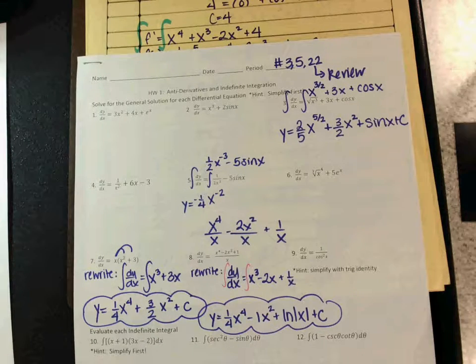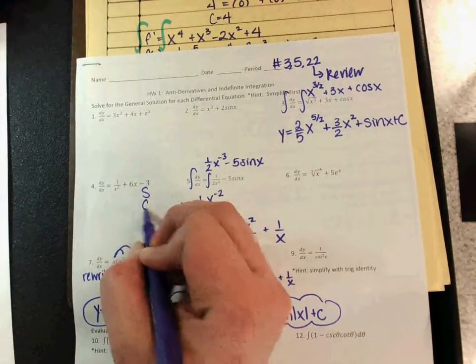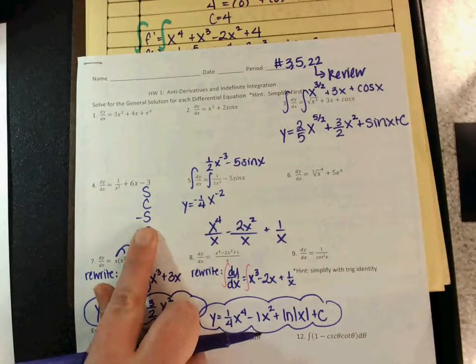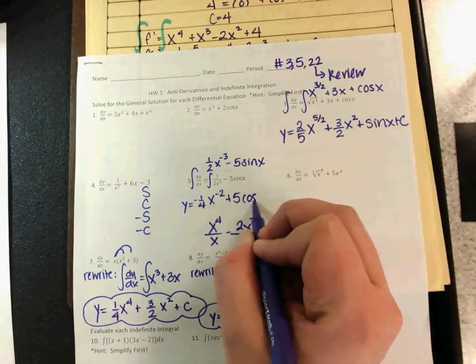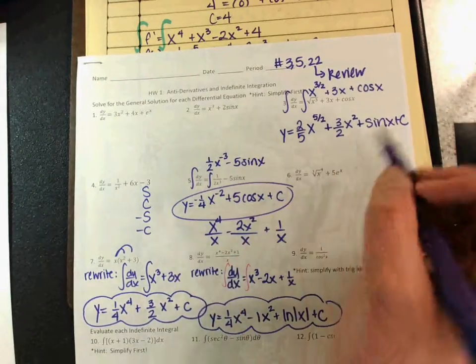Okay, then negative sine, if I go up 1 from negative sine, what do I get? Cosine. Yep. So if I'm on negative sine and I go up 1, I'd be on positive 5 cosine. And then plus c. Good?